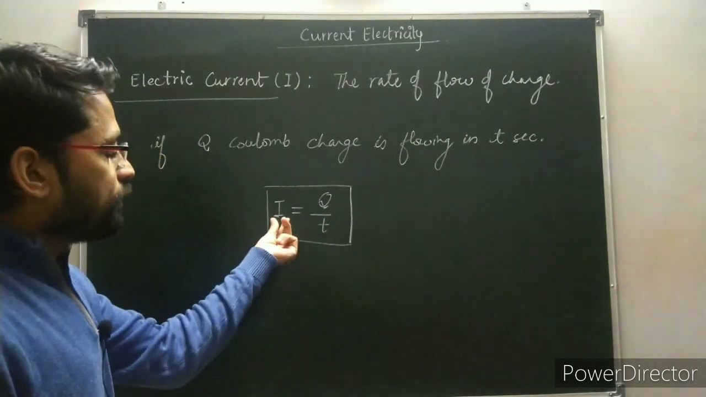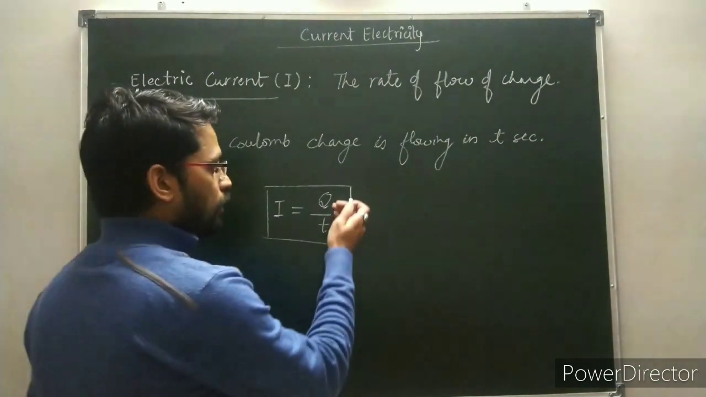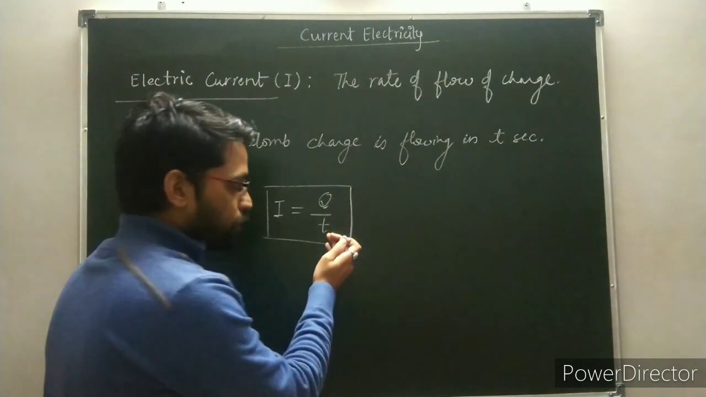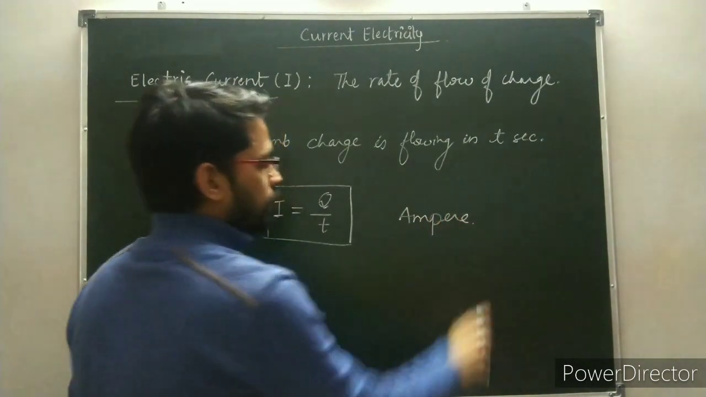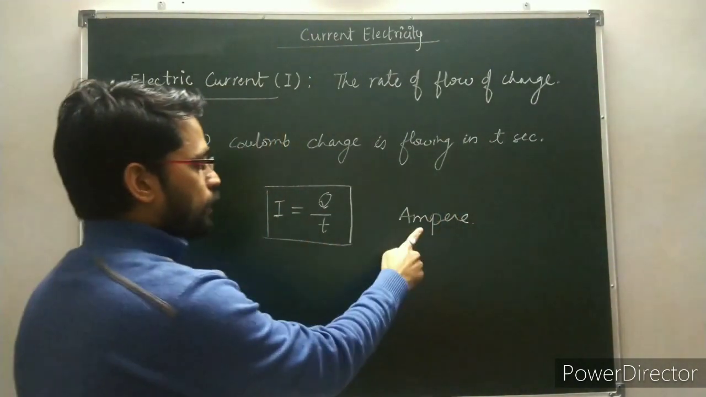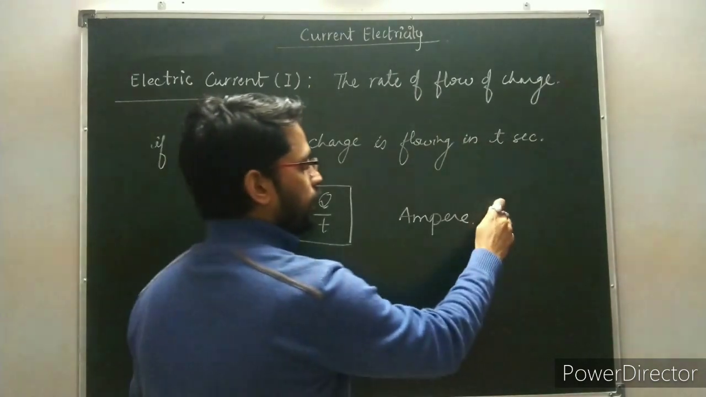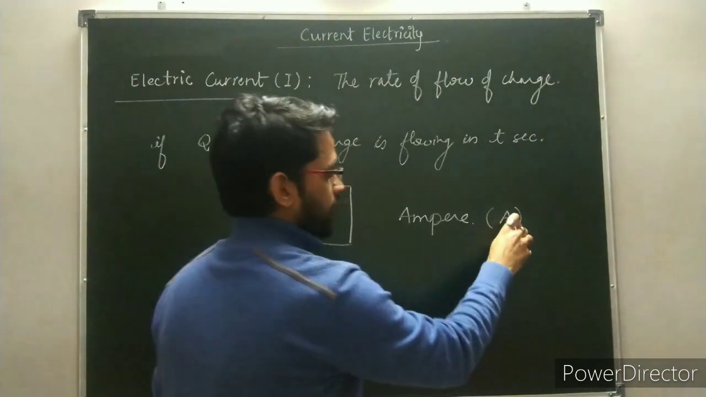The unit of electric current is coulomb per second, which is known as ampere. The SI unit of electric current is ampere, and it is denoted by capital A.